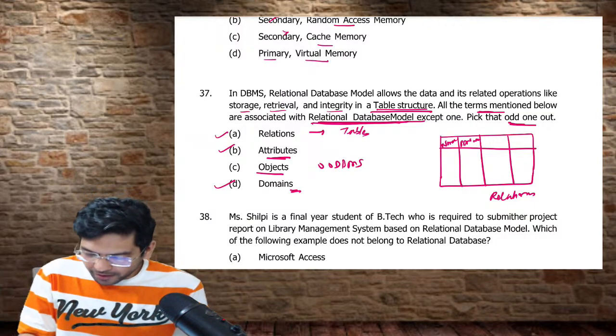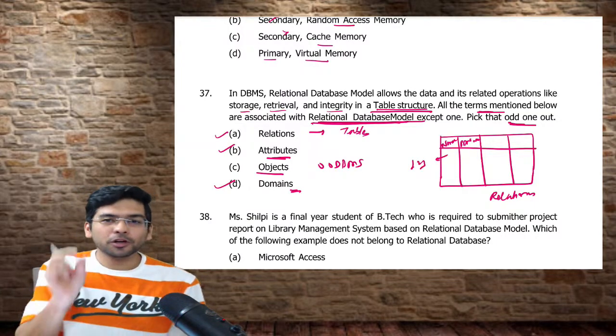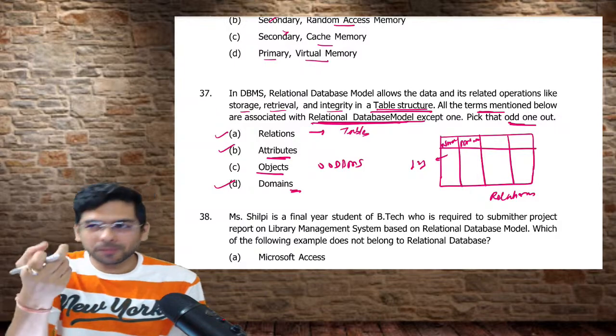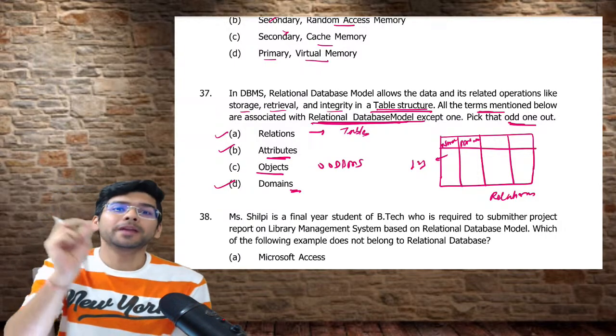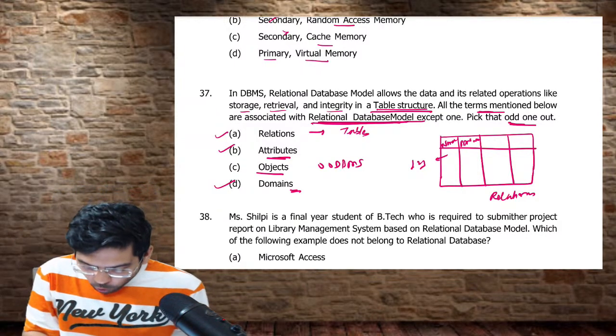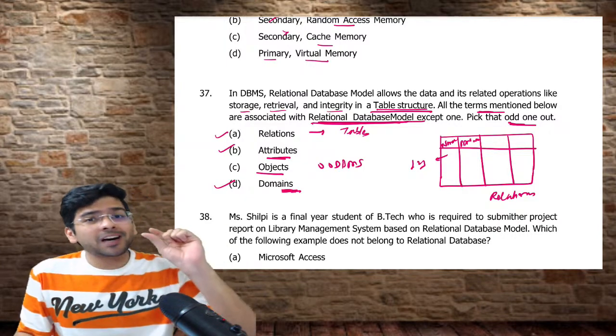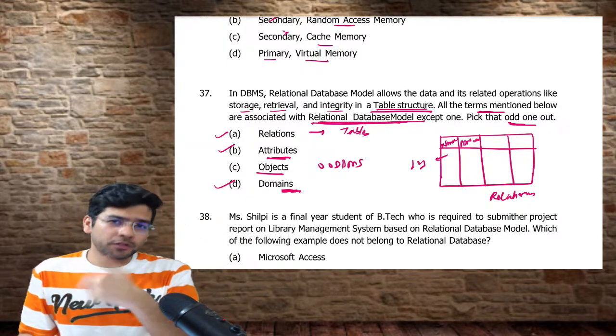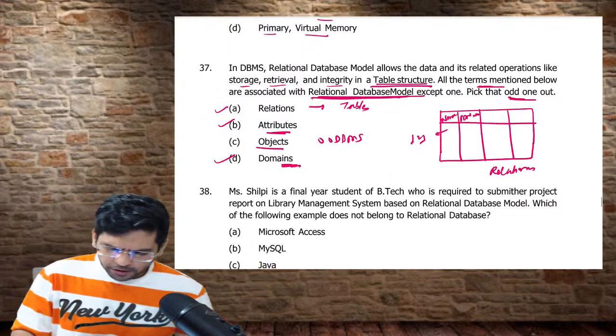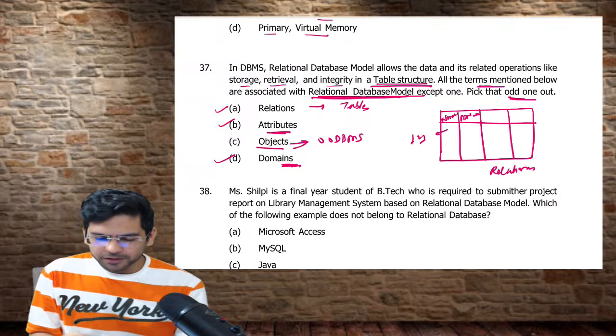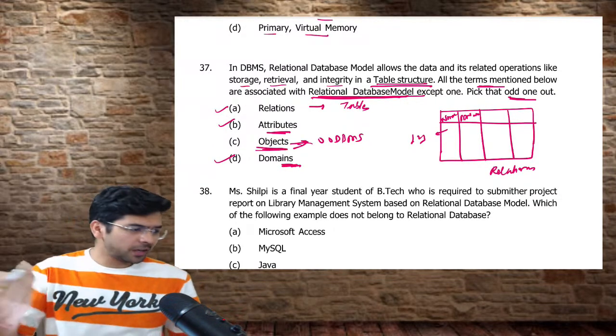For example, under name you cannot write 1 2 3, because under the name attribute the only acceptable things allowed will be alphabets. So domains means what all things are allowed in a particular attribute which we can write. I hope you're clear on this. So object oriented database, object is a part of OODB.